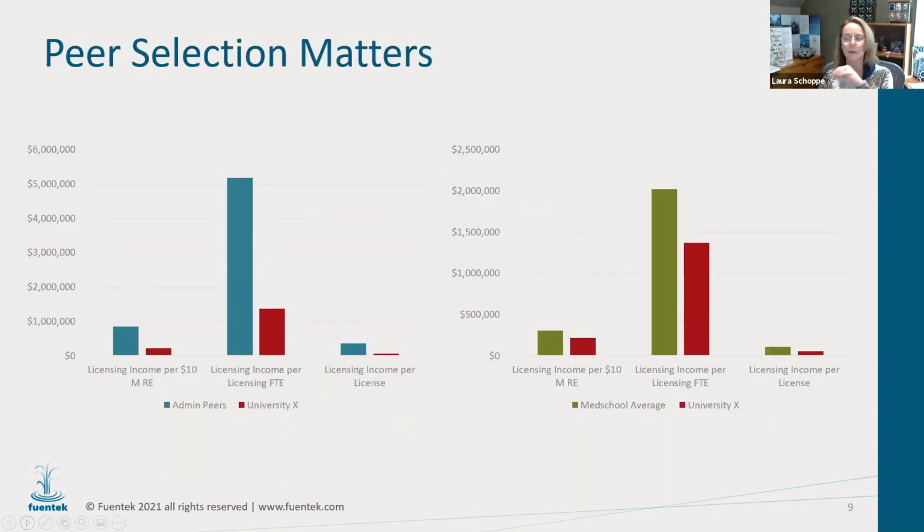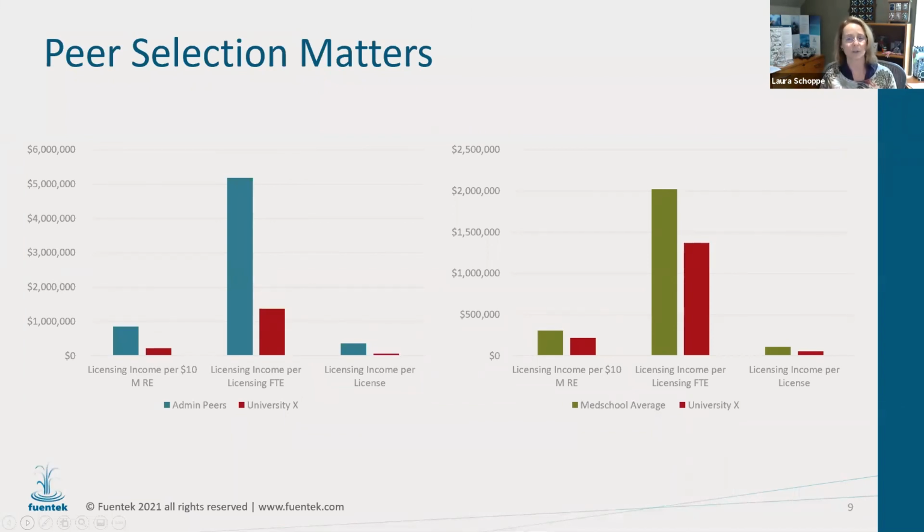So a real quick example of why peer selection matters. In this case, this is a real case of a university that we worked with, and they had their peer set that was defined by their administration, and that's the graph on the left-hand side, and their performance looks pretty darn bad by comparison to the peer set. Well, that peer set included med schools and non-med schools and some of their athletic competitors, but it was primarily people that they, from a prestige perspective, wanted to be perceived in that group.